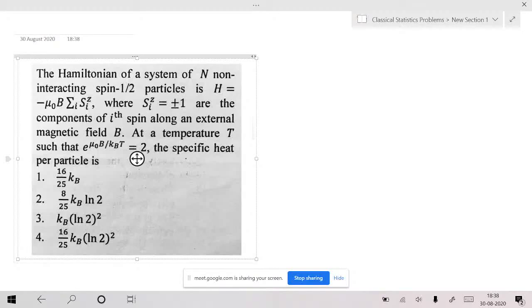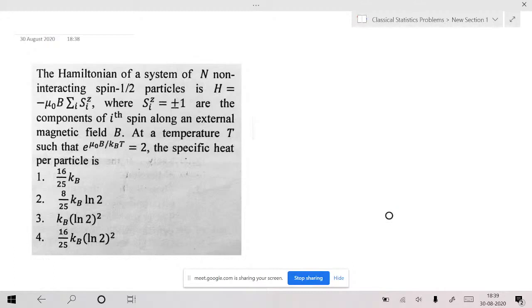Hint. Okay, the Hamiltonian of the system of n non-interacting spin particles is given like this. Again, this kind of problem we are going to solve in the Ising model. That is there in, I think, the 10th chapter of Reif. Anyway, we shall see that one. First let me try to solve this one.